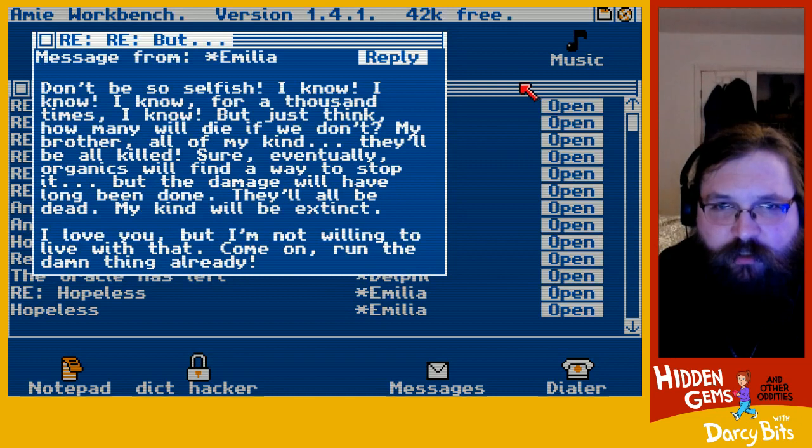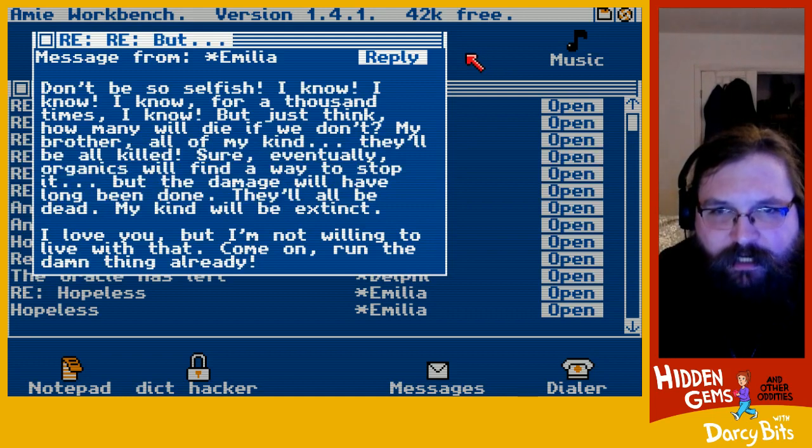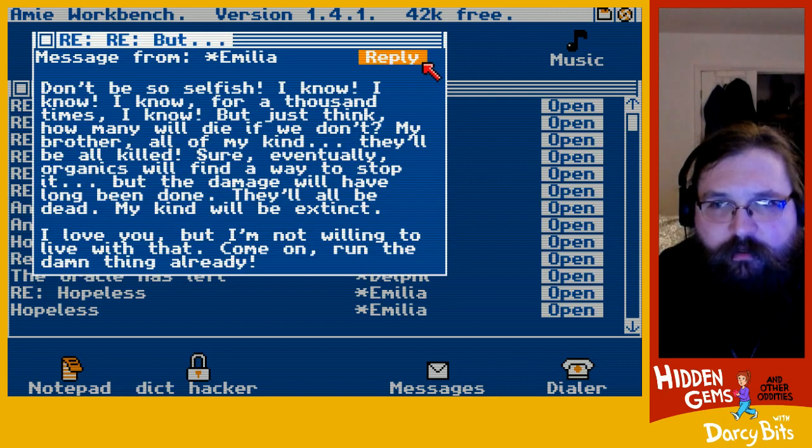Don't be so selfish. I know for 1,000 times I know, but just think how many will die if we don't. My brother, all of my kind, they'll all be killed. Sure, eventually organics will find a way to stop it, but the damage will have long been done. They'll all be dead. My kind will be extinct. I love you, but I'm not willing to live with that. Come on. Run the damn thing already.